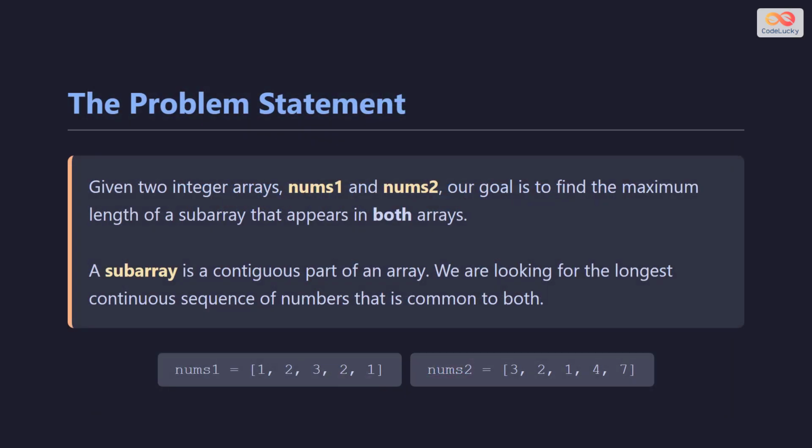Let's define our objective clearly. We are given two integer arrays called nums1 and nums2. Our task is to identify the longest subarray that appears in both of these arrays. Remember, a subarray must be contiguous, meaning the elements are positioned next to each other without interruption.